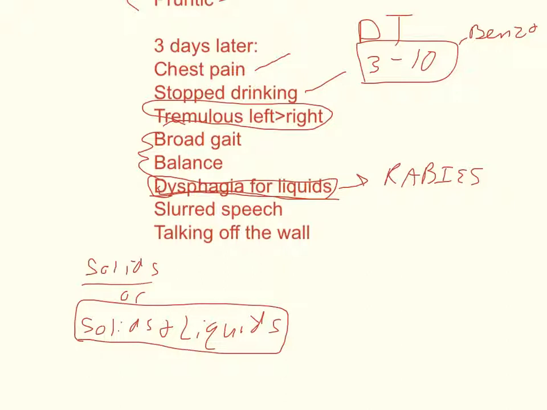I've done extensive searching on UpToDate, on Google, on AccessMedicine. I cannot find anywhere that lists dysphagia for liquids only and anything other than rabies. But I want to give you a disclaimer. There's nothing that says specifically that it's pathognomonic, but if you Google hydrophobia, which is another way of describing this, that is the word that's typically termed as pathognomonic for rabies.